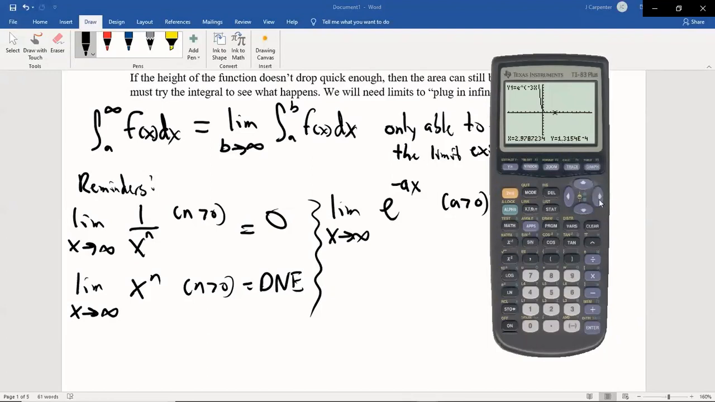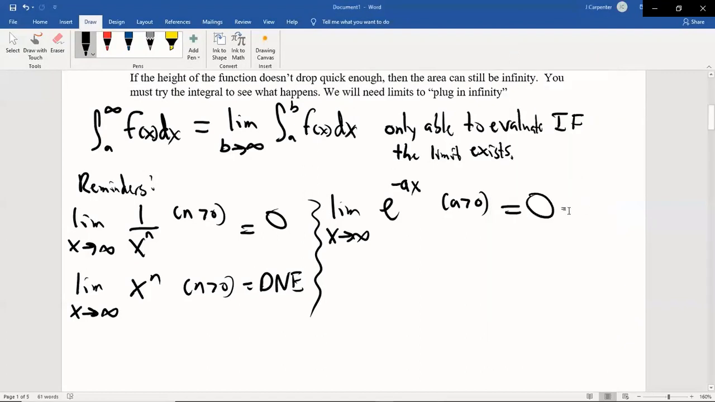So this is 0.00013. Now we're at 0.0000079, blah, blah, blah. I mean, this thing is just practically hugging the x-axis. That's that horizontal asymptote we see with exponential decay functions. So that limit goes to 0. But what if there wasn't that negative there?